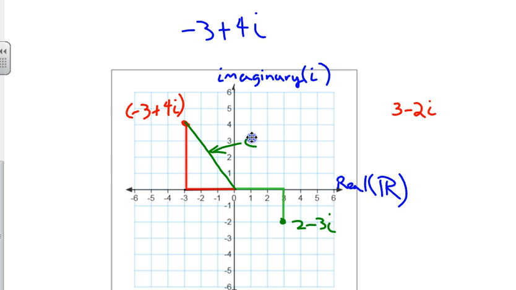Yes, sir. Thanks for that Pythagorean theorem. I appreciate that, Mr. Cohen. We'll see you in school. Take care. Bye-bye. Bye.